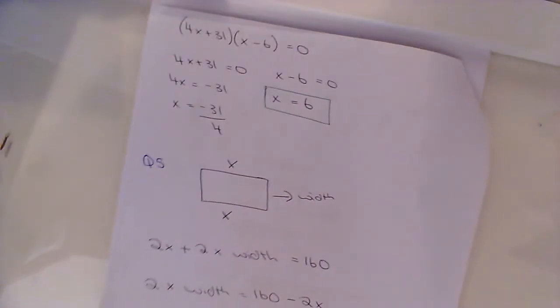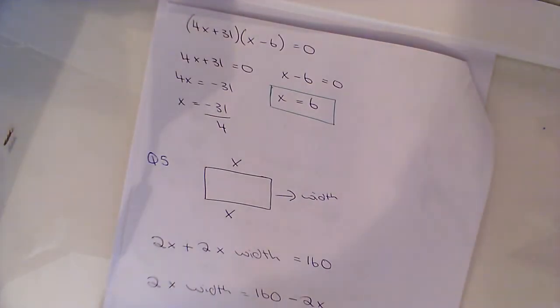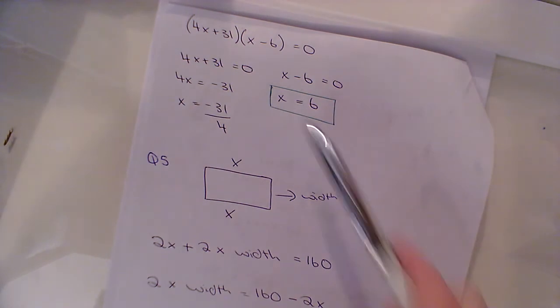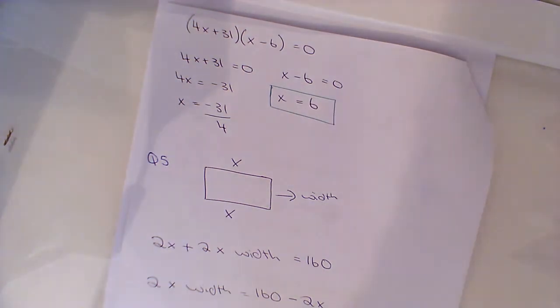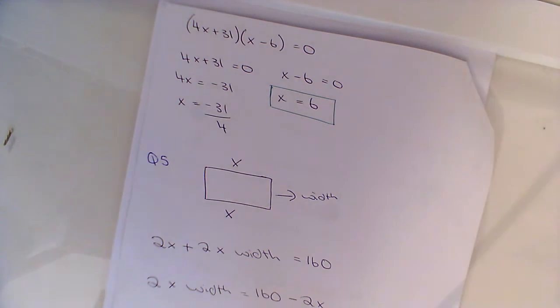So I have 4x plus 31 is equal to 0, and I have 4x is equal to minus 31, x is equal to minus 31 over 4. And then I have x minus 6 is equal to 0, and I have x is equal to 6. Because I'm dealing with the area of rectangles, I can't have a negative length, so I can only accept x is equal to 6. For question 5, it tells me the perimeter of a rectangle is 160 meters.